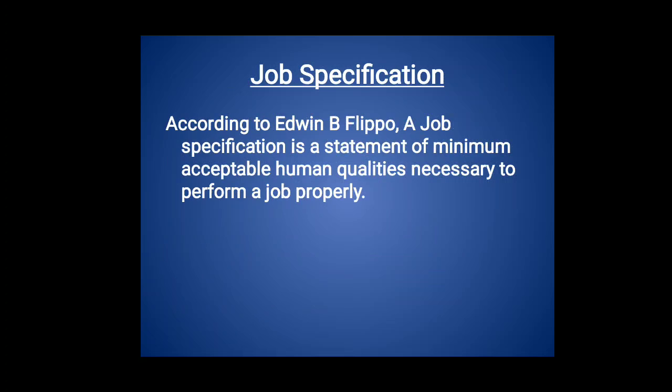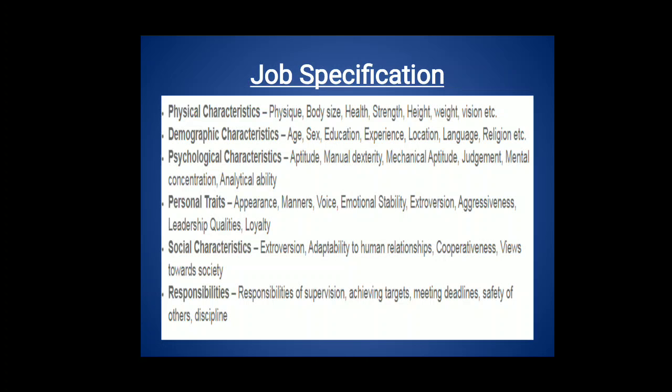S stands for skills over here. So let's see the contents of your job specification. It involves your physical characteristics. What should be the physique, that is body size, health, strength, height, weight, vision. Then demographic characteristics, age. For some jobs there will be an age limit. Then sex, whether that job is for male, female, or both. Then education, the educational qualification, the experience required, language.